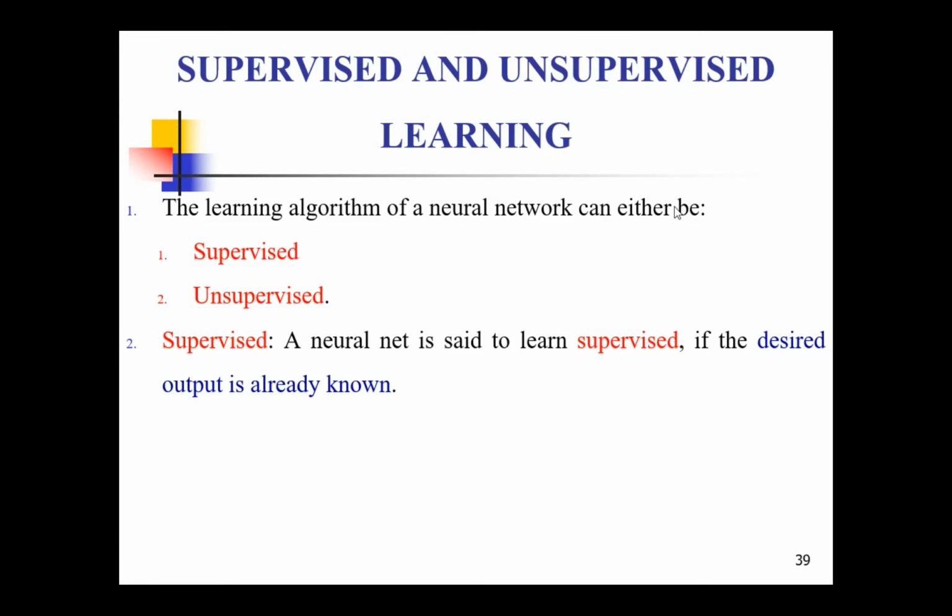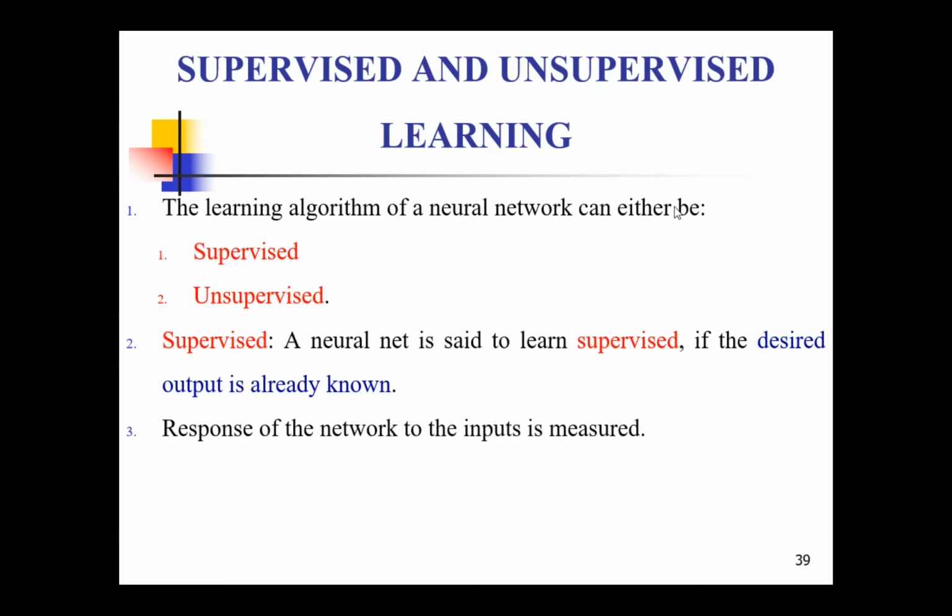That is, if my output is known, then it is called supervised. I have an input and I have an output, so based on the combination of inputs, I have to train based on the output. Here the output values that we provide are going to supervise the learning process. That's why it is called supervised learning. So a neural net is said to learn in a supervised way if the desired output is already known.